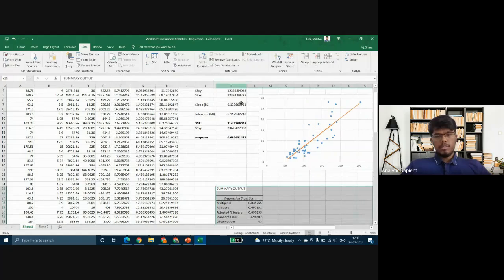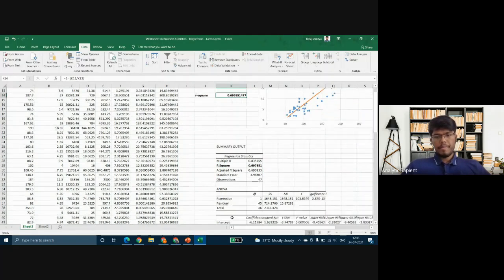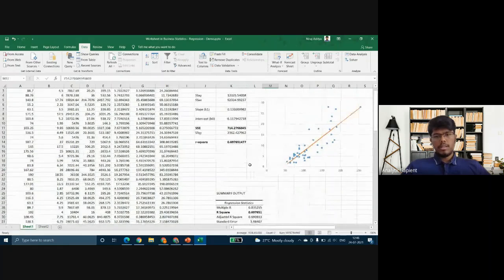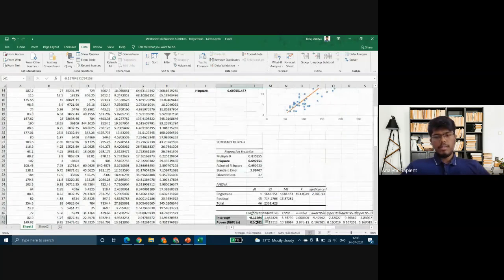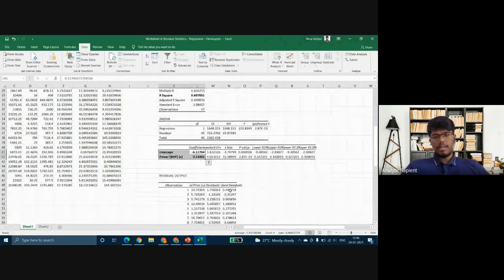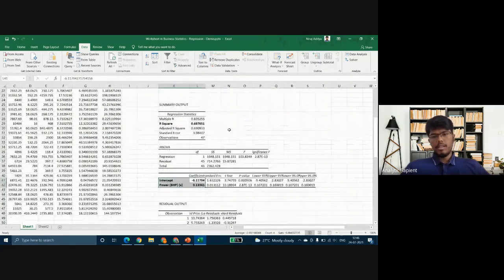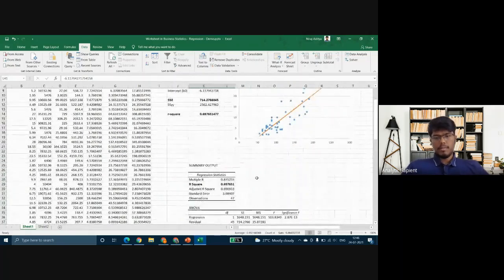So this is the output of regression. See here, R square 0.69, similar to ours. You also see the sum of squares, 714 and 2362, correct. And the intercepts are here, minus 6.11 and 0.133. These are the residuals that I'm not covering in the class. The interpretation of Excel output I'm also not covering in the demo class, but it will be taken up in the main classes.